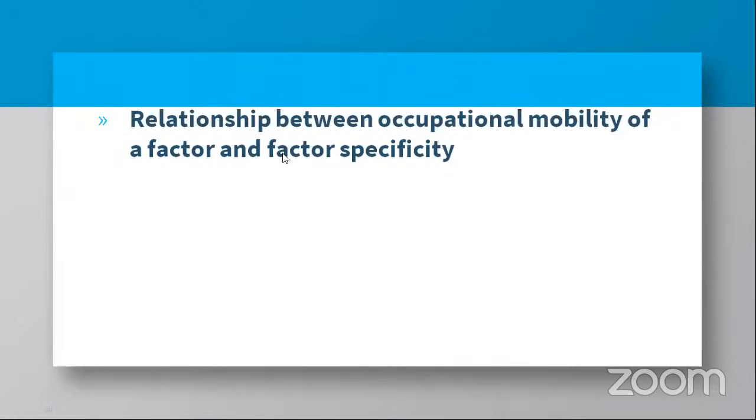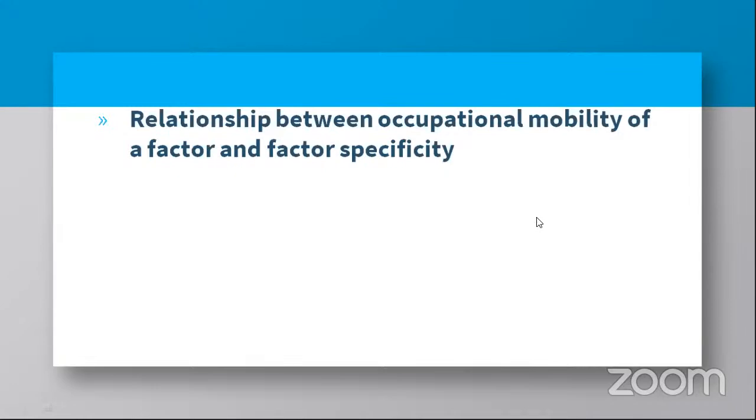Now we want to know the relationship between occupational mobility of a factor and factor specificity. There is what we call occupational mobility and then factor specificity. What is the relationship between these two? I would like to hear from you whether someone knows the relationship. Who knows the relationship between occupational mobility of a factor and factor specificity?